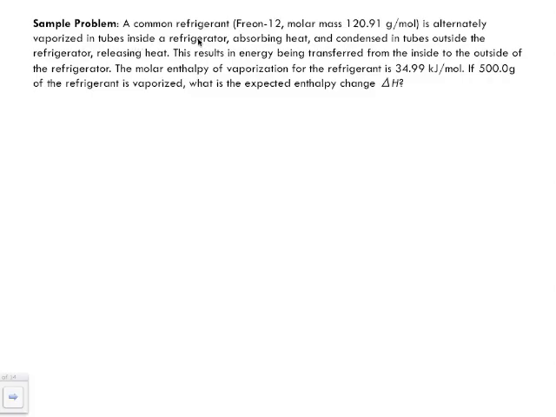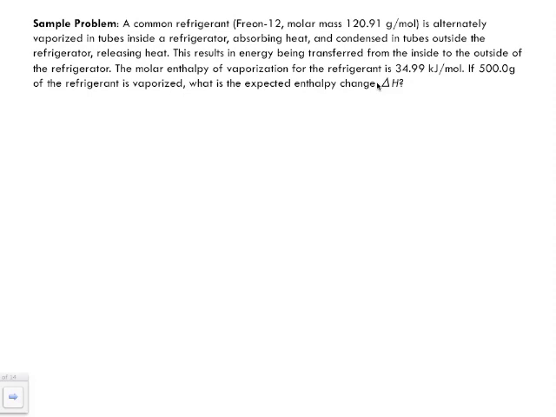Sample problem. A common refrigerant, Freon 12, with a molar mass of 120.91 grams per mole, is alternately vaporized in tubes inside a refrigerator, absorbing heat, and condensed in tubes outside the refrigerator, releasing heat. This results in energy being transferred from the inside to the outside of the refrigerator. The molar enthalpy of vaporization for the refrigerant is 34.99 kilojoules per mole. Now, if 500 grams of the refrigerant is vaporized, what is the expected enthalpy change, or delta H?